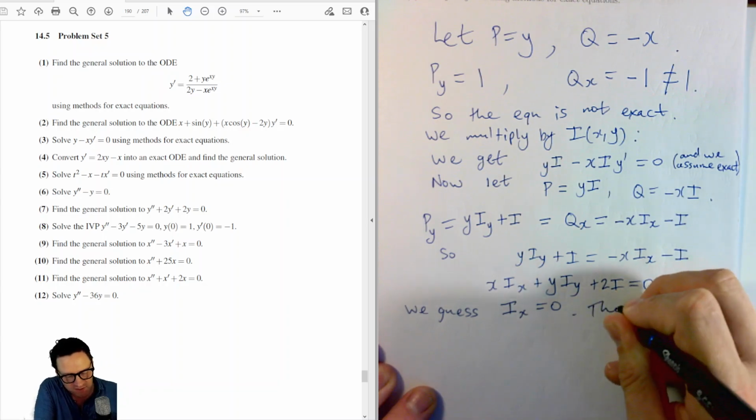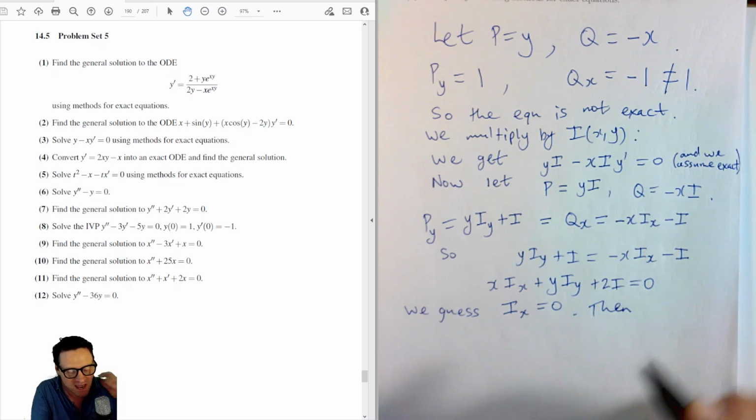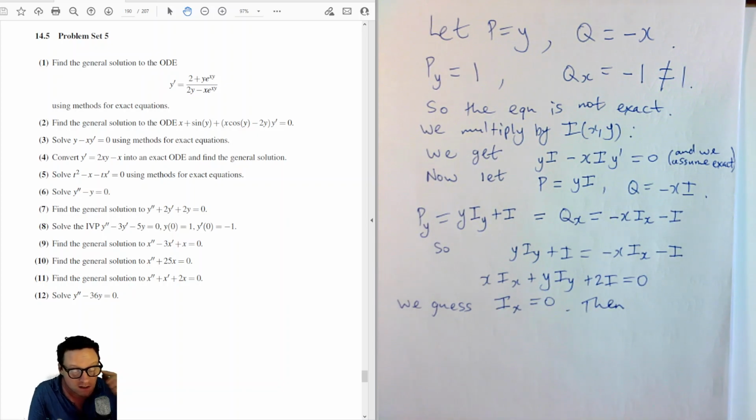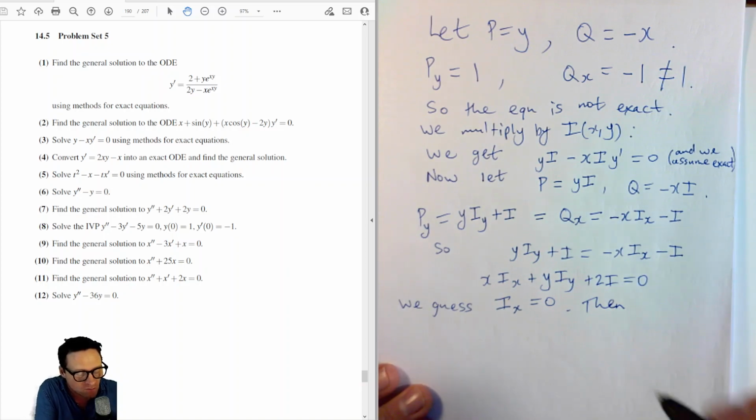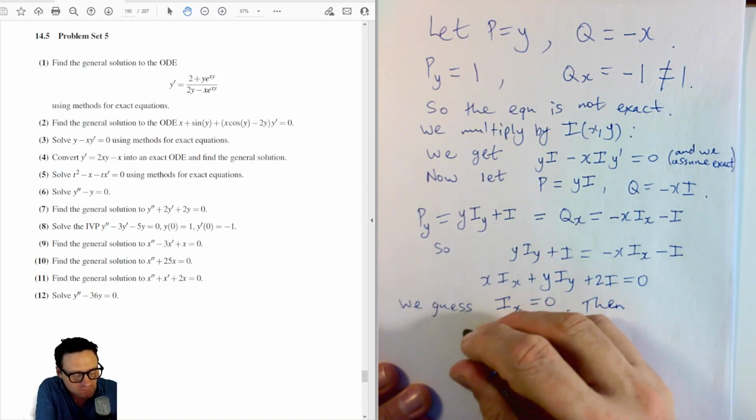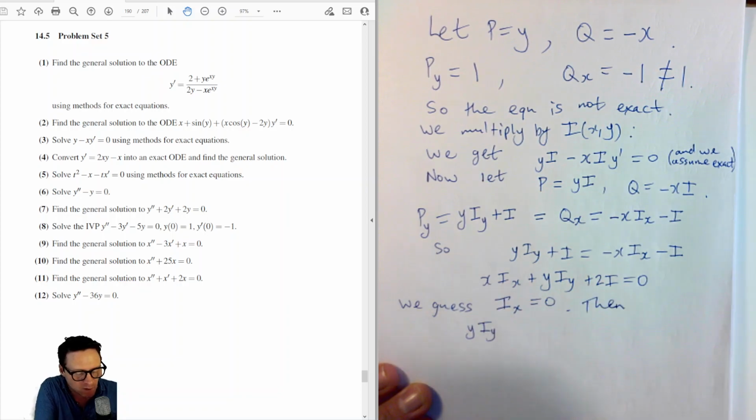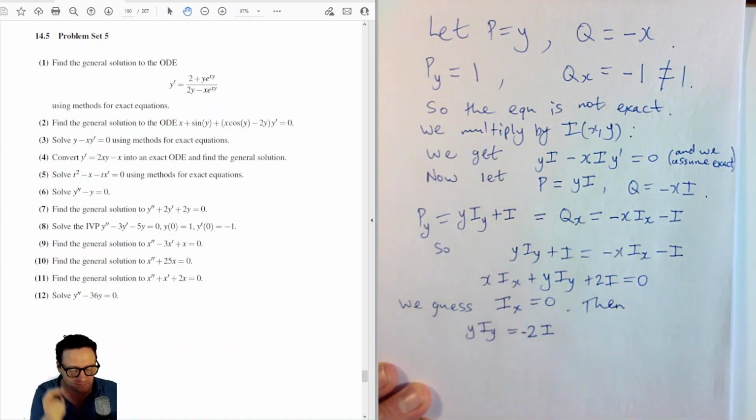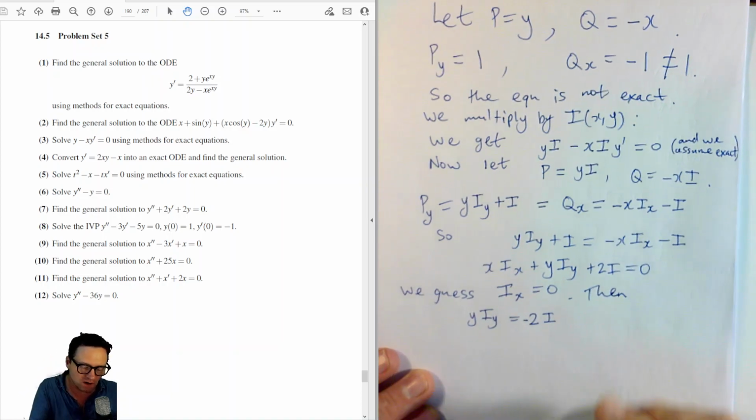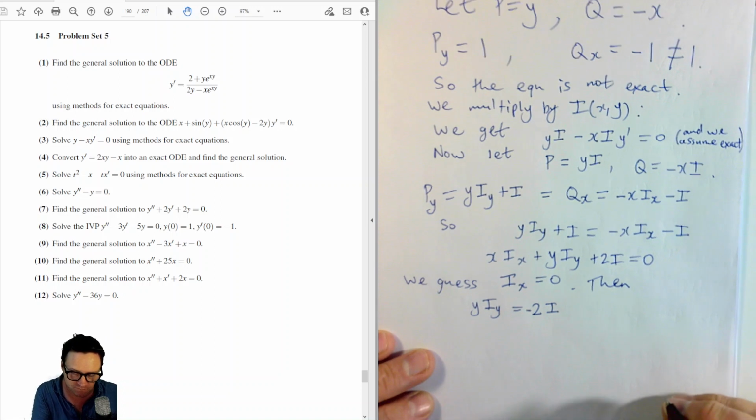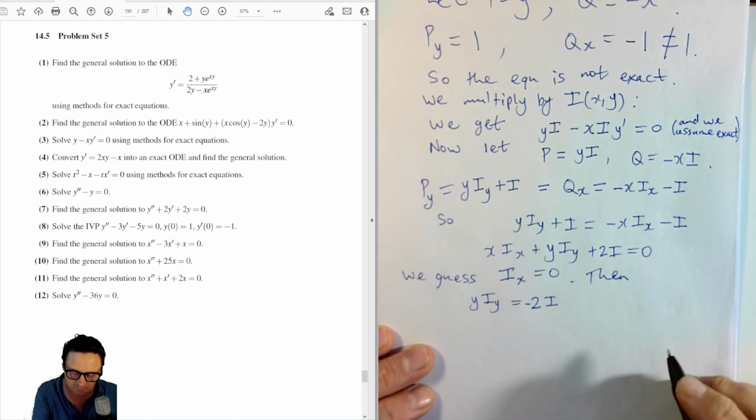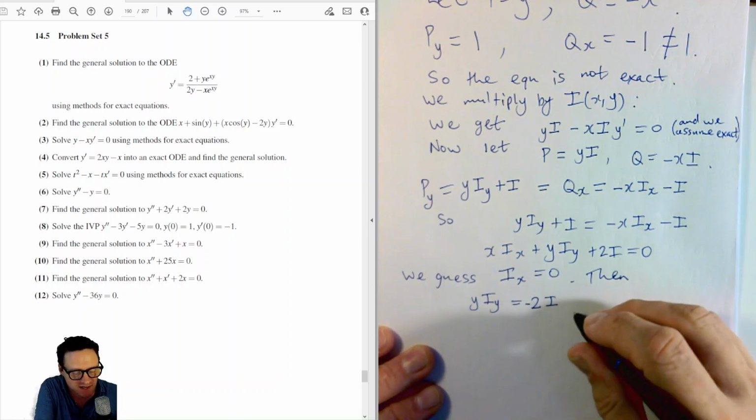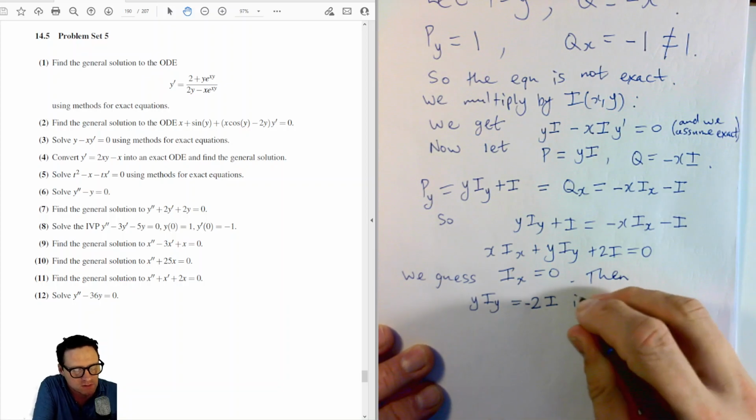And so then when we do, this part goes to 0, and so we get an equation that we can write as y I subscript y equals minus 2I. All right, and so then this is separable, right? So let's write it in such a way so that we can see that it's separable.